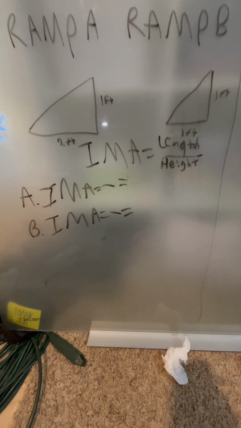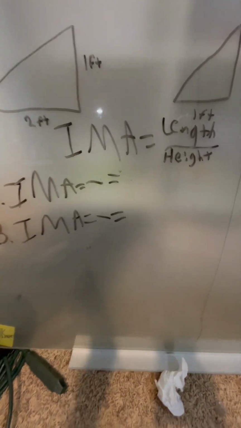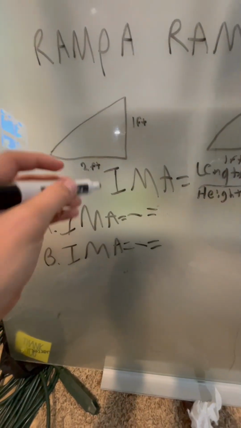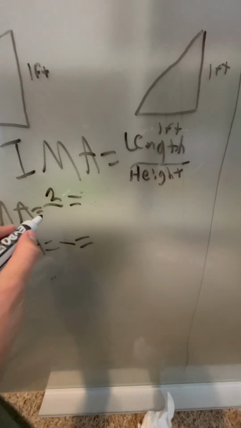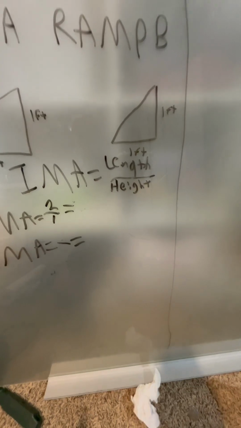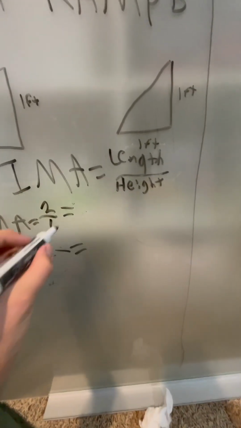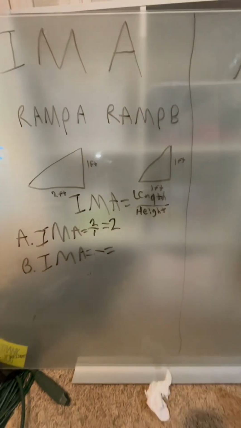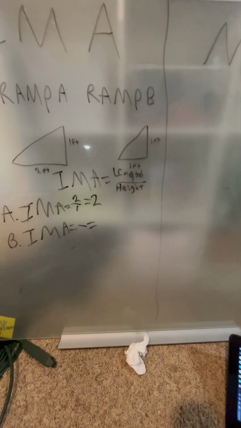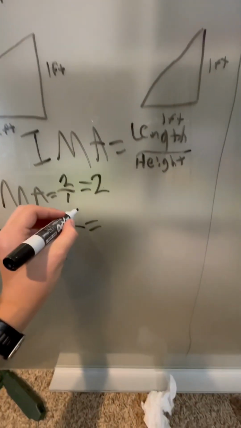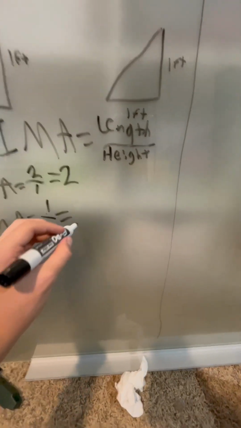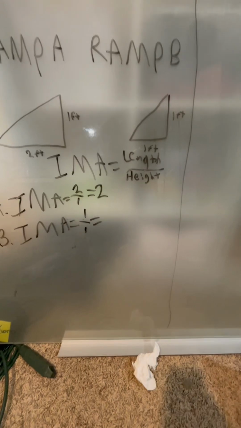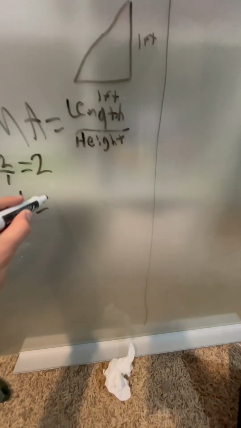So to calculate this, since ramp A is 2 feet long, we plug that in on top. And then since ramp A is also 1 foot tall, we put that down here. So because of that, 2 divided by 1 is 2. So A has an IMA of 2. Ramp B is 1 foot long, so we put that on top. And 1 foot tall, so we put that on the bottom. And its IMA, because 1 divided by 1 equals 1, is 1.